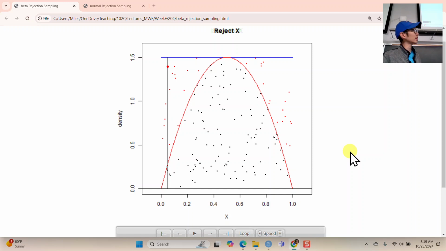So this is the last image here. You can see values over here that were proposed got rejected in red. Values over here that got proposed got rejected in red, and values underneath the curve are in black to show that they were accepted.